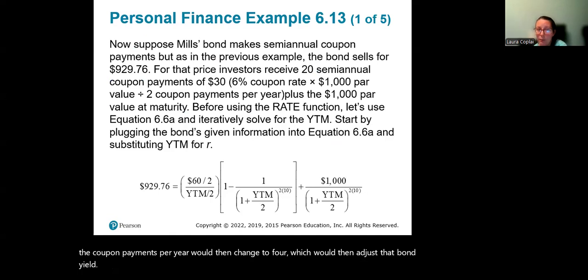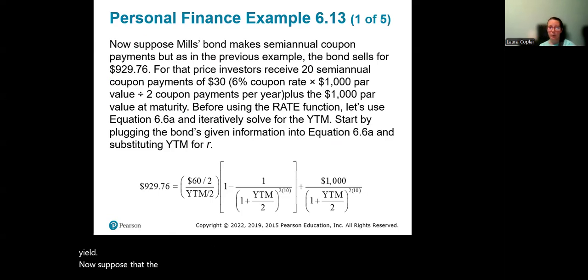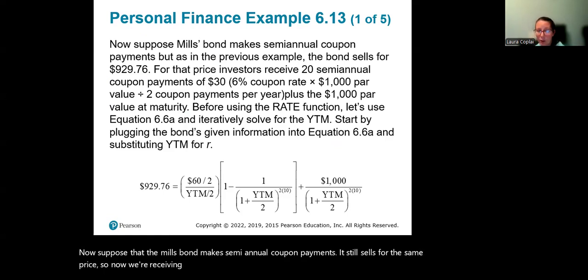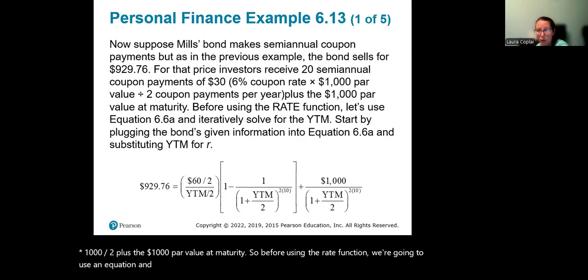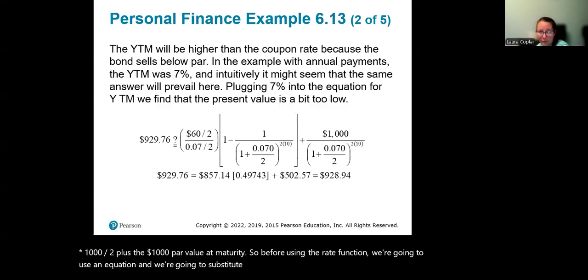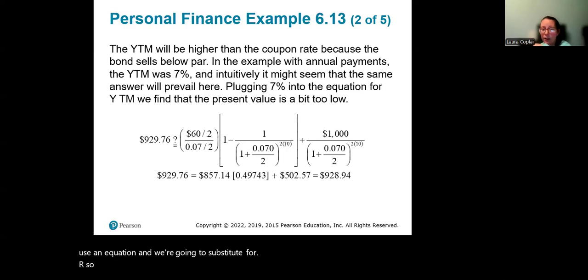Now suppose that the Mills bond makes semi-annual coupon payments. It still sells for the same price, so now we're receiving 20 semi-annual coupon payments of $30. That would be the 6% times 1,000 divided by 2, plus the $1,000 par value at maturity. Before using the rate function, we're going to use an equation and substitute for R. So we're going to play with it, say 7%.